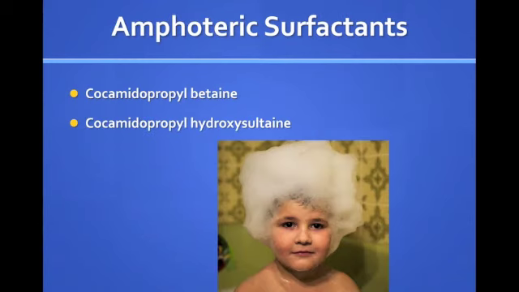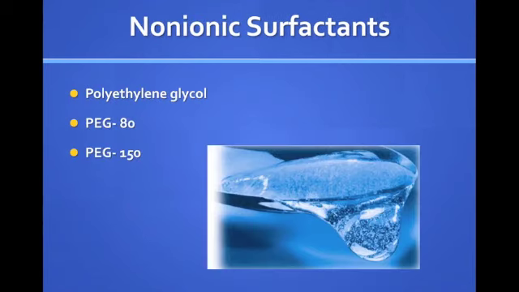Amphoteric surfactants are another type of surfactant, and amphoteric means that it can either be an acid or a base. It has both types of properties. Some examples of that are cocamidopropyl betaine or cocamidopropyl hydroxysultane. Sorry if I butchered those names. And the main objective of amphoteric surfactants is foam stabilization, and also it builds viscosity, which means it makes the shampoo thicker.